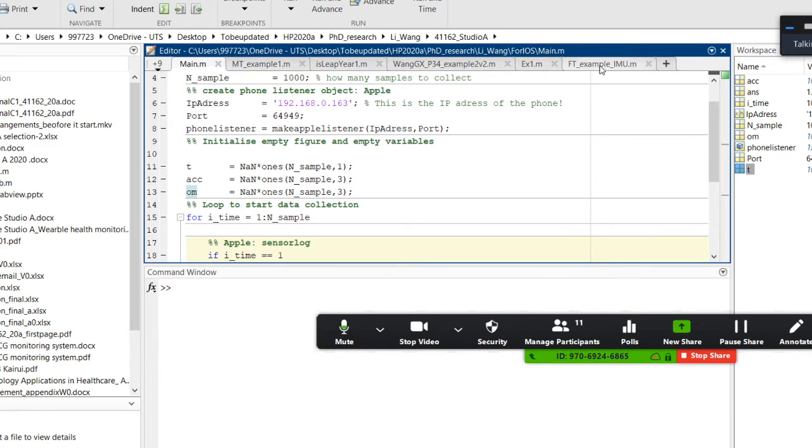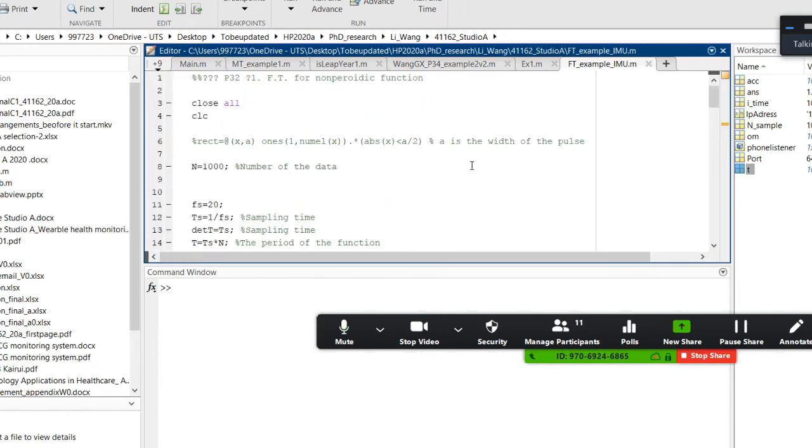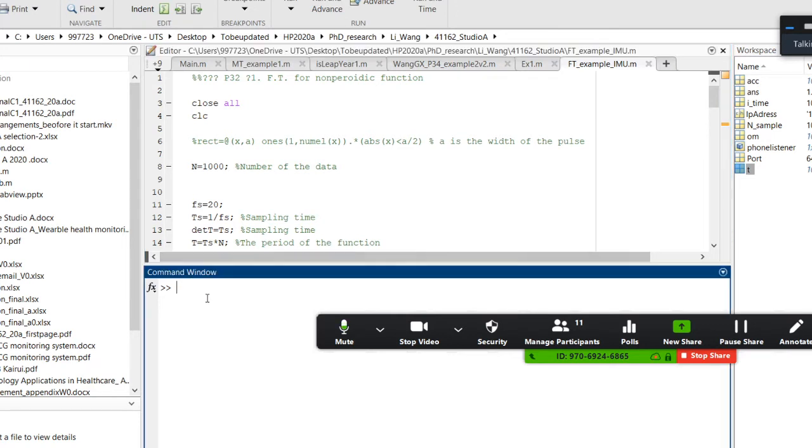data analysis. For example, we use Fourier transform to analyze the data. First, we need to plot the data. How to plot the data? I put some reading material and the video. For example, we want to plot the acceleration data. How to plot? First, we need to set up how many data points we collected.